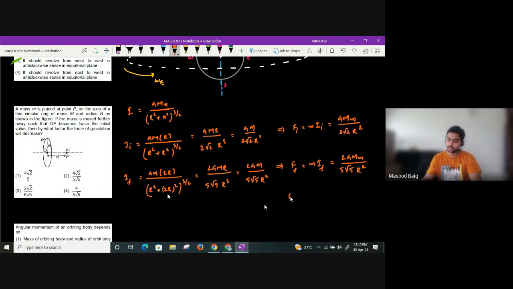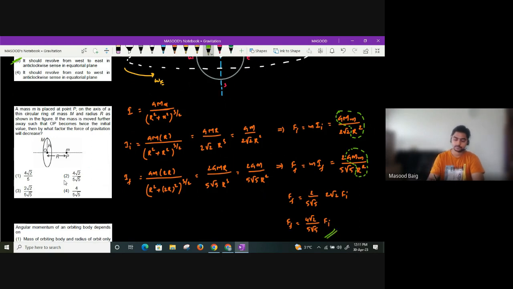So what I can write final value as, can I write it as 2 by 5 root 5? If you look at this term, G capital M small m divided by r square, beta, can I write it as 2 root 2 times of F initial or not? Yes. So what will happen to F final now? Root 2 and root 2 will anyhow, this is 5 root 5, sorry. So it will become 4 root 2 divided by 5 root 5 times the initial force. Clear, everyone? 4 root 2 divided by 5 root 5 times.